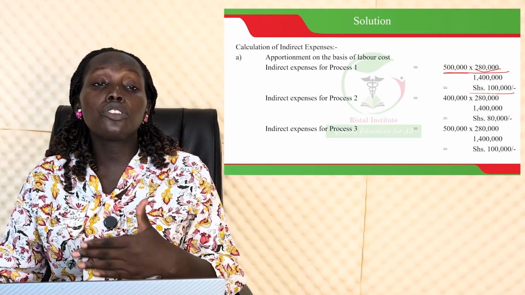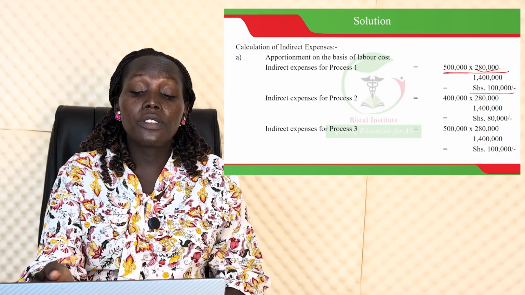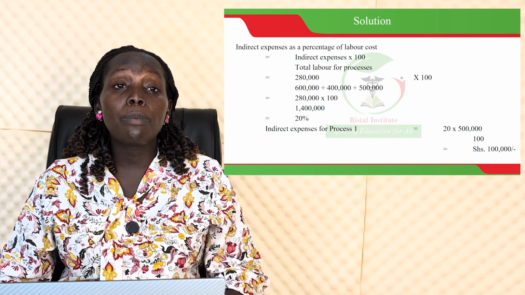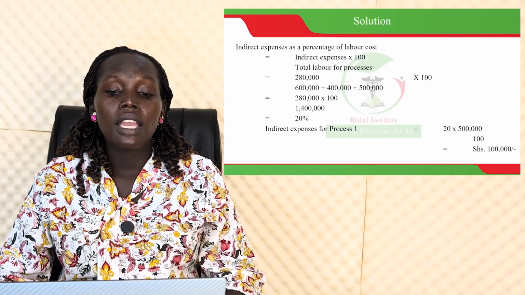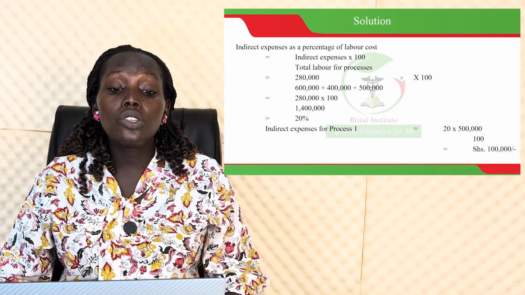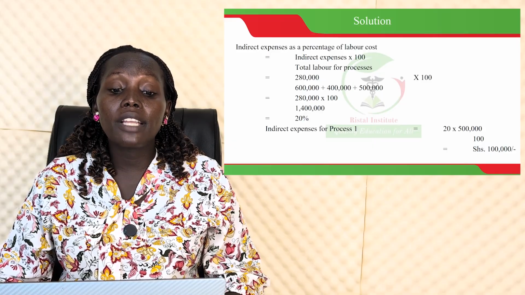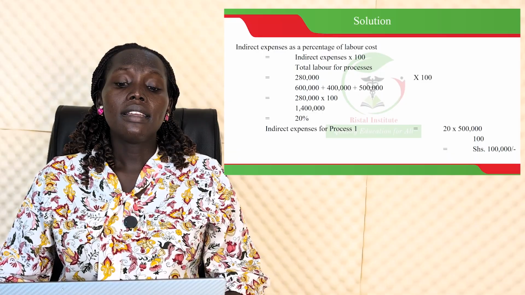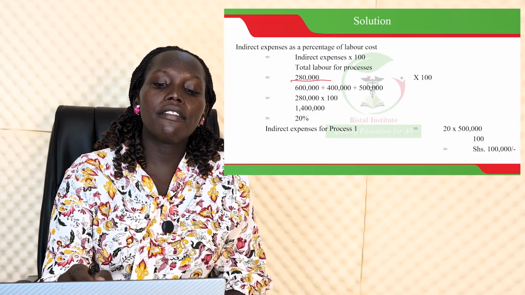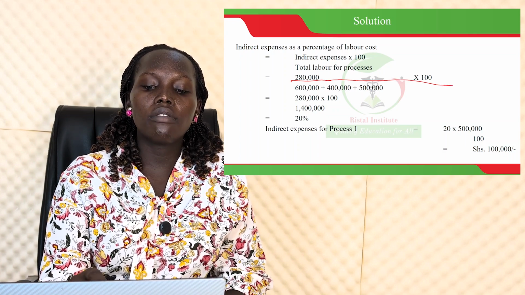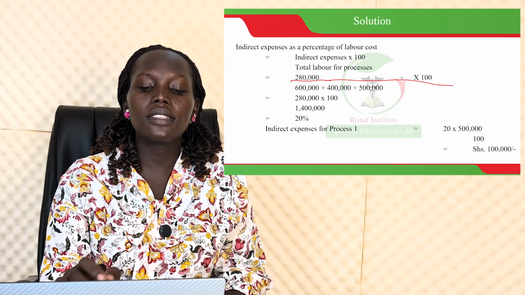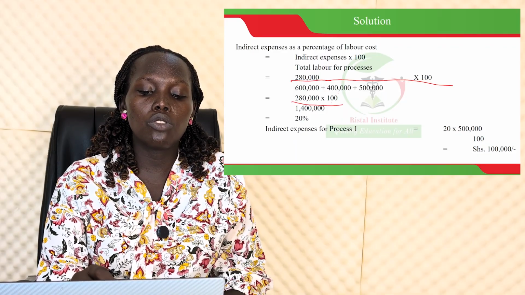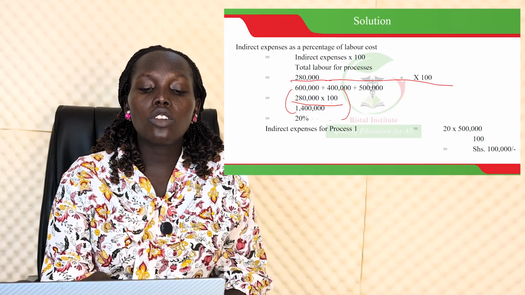So this one we have said is the calculation of the indirect expenses, which I said you have to do for process 1, process 2, process 3, which we did. We can also use percentages. Let's look at the method of calculating indirect expenses using percentages. When you're using percentages, you say indirect expenses times 100 divided by total labor for the processes. So we get 280 divided by the total of the labor for the processes, which is 600,000 plus 400,000 plus this, and then when you put this in calculations, we shall get 20%. So the percentage is 20%.